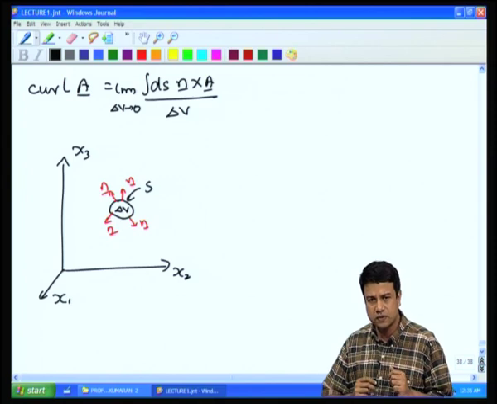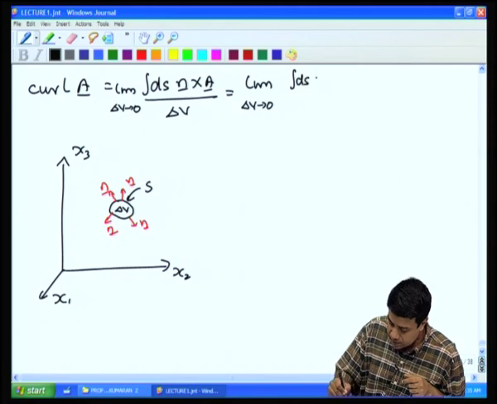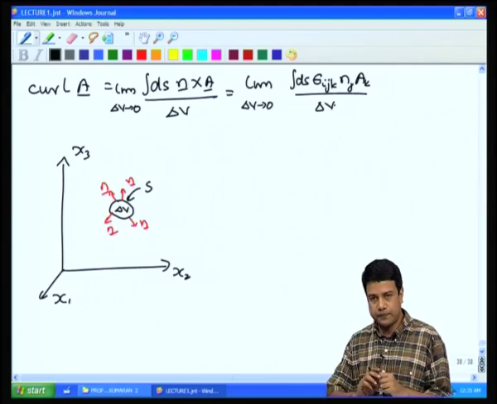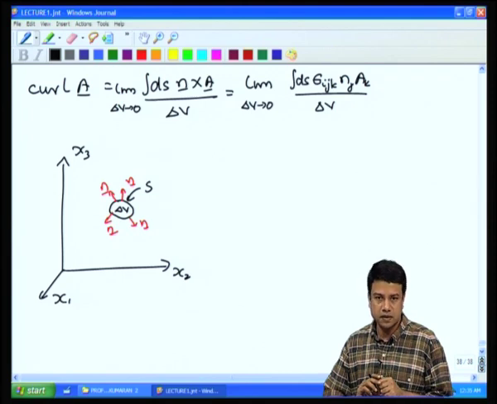However, it is not really necessary to do that, because I have already given you a way of expressing the cross product between two vectors as a product of two dot products. So, if I were to write this in the Cartesian coordinate system, we will get, in the limit as delta V goes to 0, integral ds epsilon i j k n j a k by delta V. This antisymmetric tensor is a constant, independent of position.